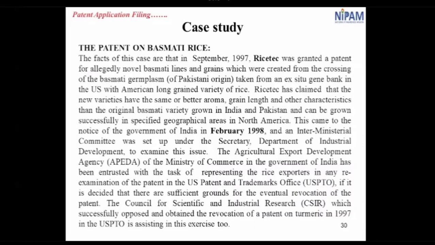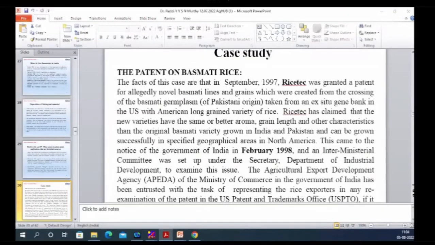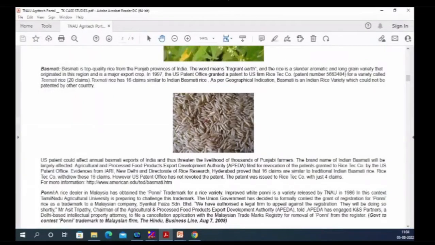The Agriculture Export Development Agency of the Ministry of Commerce in the government of India has been entrusted with the task of representing the rice export. If it is decided that, what happened in that case is, I will show one PDF. Yeah, so this is the PDF. Can you see the PDF?